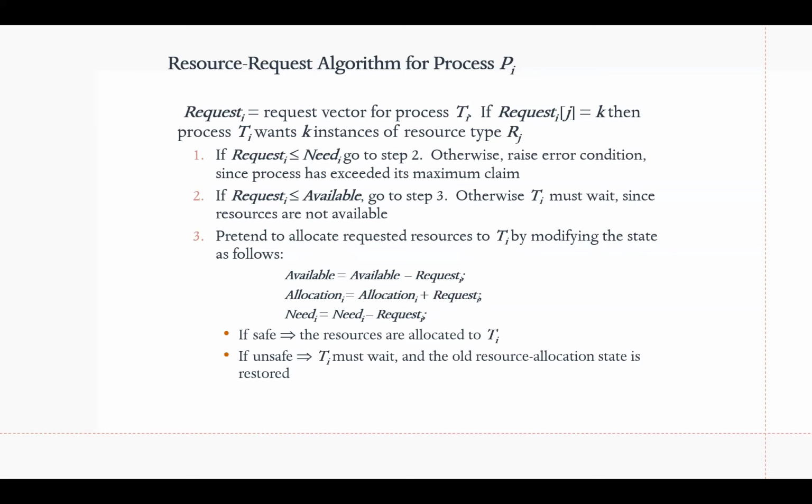And then we are again checking. First of all, we'll modify. Available is equal to available minus request, because we are granting the request. So available gets reduced: available is equal to available minus request of i. Then allocation of i is equal to allocation of i plus request of i, because whatever resources are requested are also allocated.